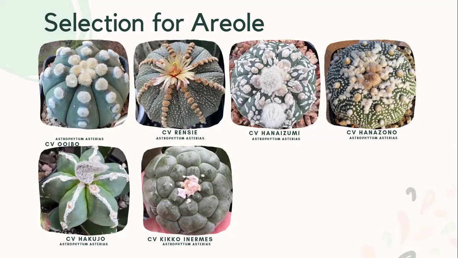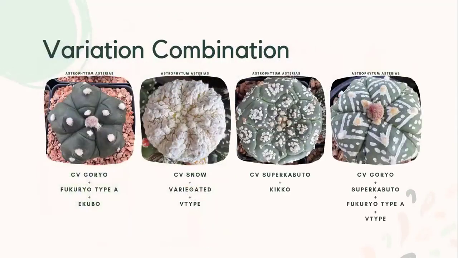So in the garden, I have plants that carry multiple characteristics. Like this, it has 3 characteristics. It is a Goryo because it has 5 ribs. It is a Focorio type A because it has alternating ribs. And then it is Ikabu because it has that dimple right after the areole.